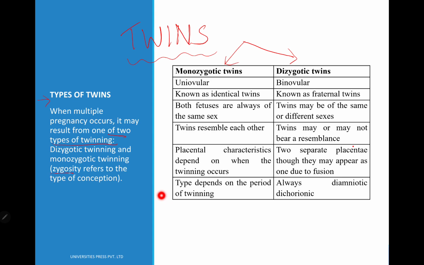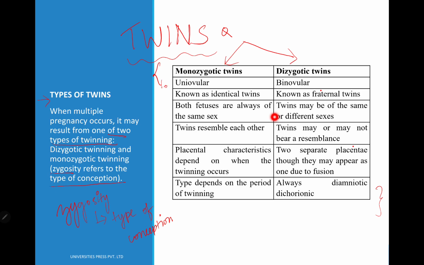So this is very important. What does zygosity mean? Zygosity means the type of conception. So this table is a very important question. How will you differentiate monozygotic twins and dizygotic twins?